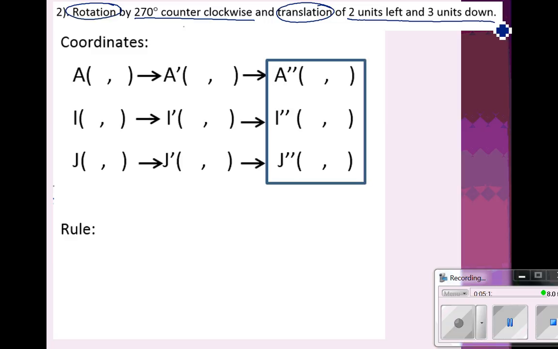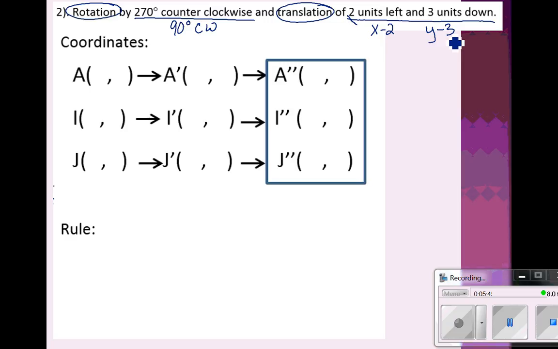And my notes for rotations are in clockwise for the song, so I need to change 270 counterclockwise into clockwise, which would be 90 degrees clockwise. And that way I can sing the song that we have in our notes. And then I can go over here, and I know left is x minus 2 because of that. And then down would be y minus 3. So now I'm ready to write the rule.